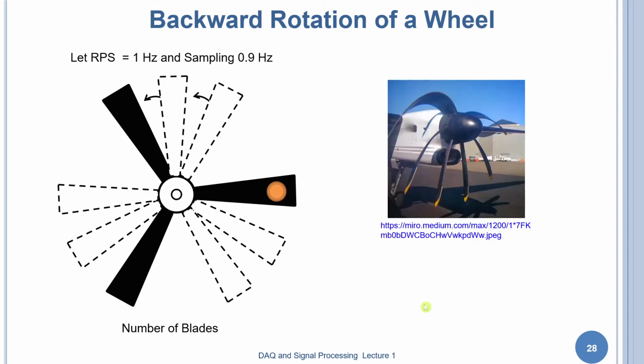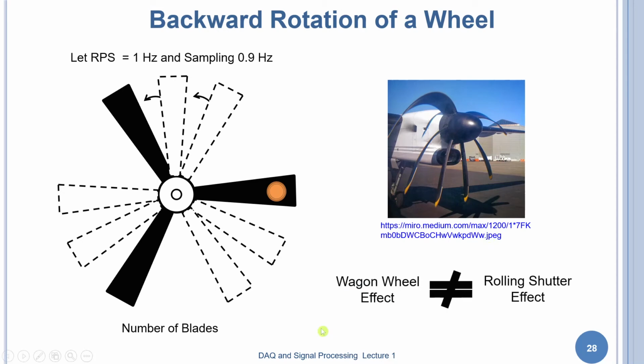You would have also seen this kind of image. Here the distortion is caused by something called the rolling shutter effect. This is different from the wagon wheel effect which we discussed in this lecture.